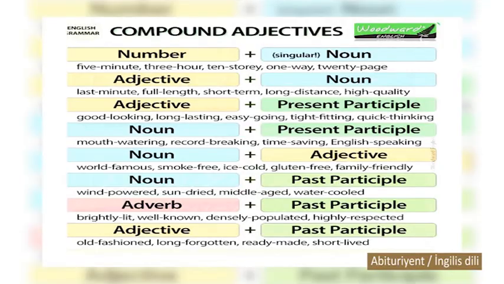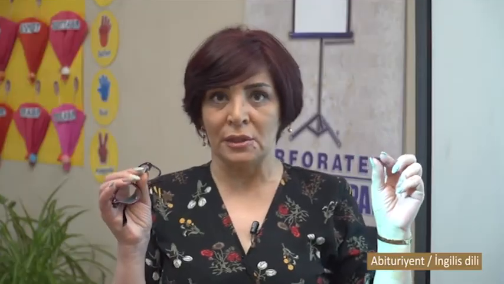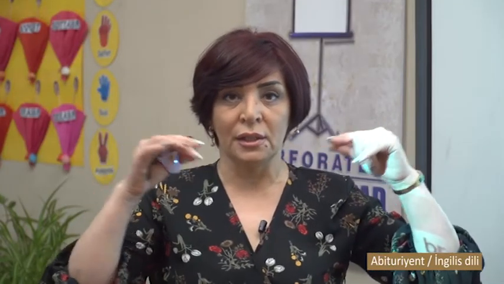What about compound adjectives? Now pay attention to the form and the components of compound adjectives. Number plus noun, adjective plus noun, adjective plus present participle, noun plus present participle. So again, noun plus adjective, noun plus past participle, adverb plus past participle, adjective plus past participle. What about samples? Number plus noun: 5-minute, 3-hour, 10-story, 1-way, 20-page. Pay attention, in spelling they are written with a dash.